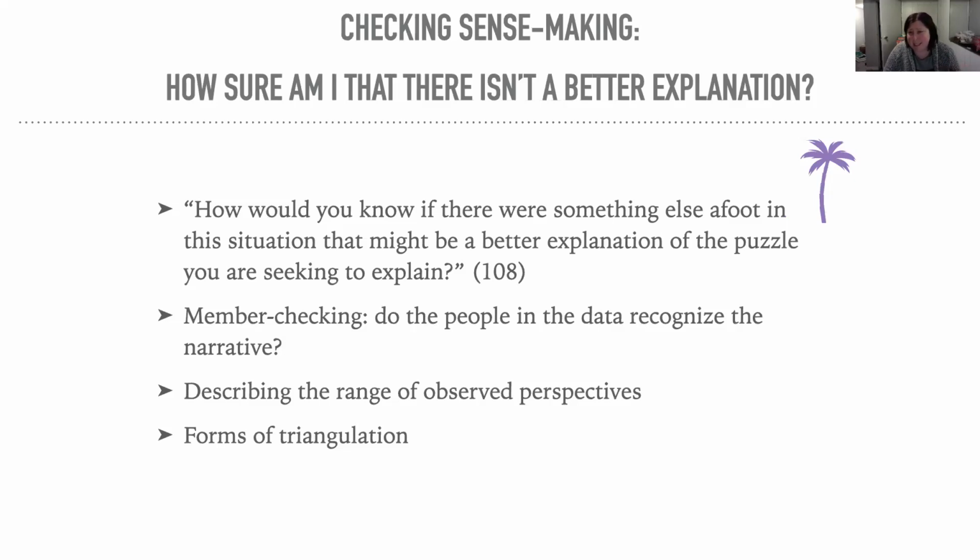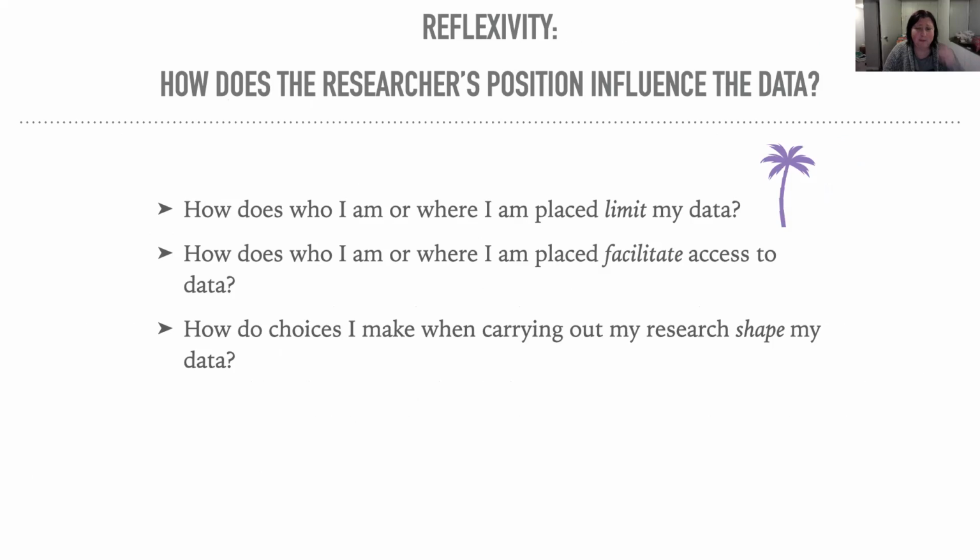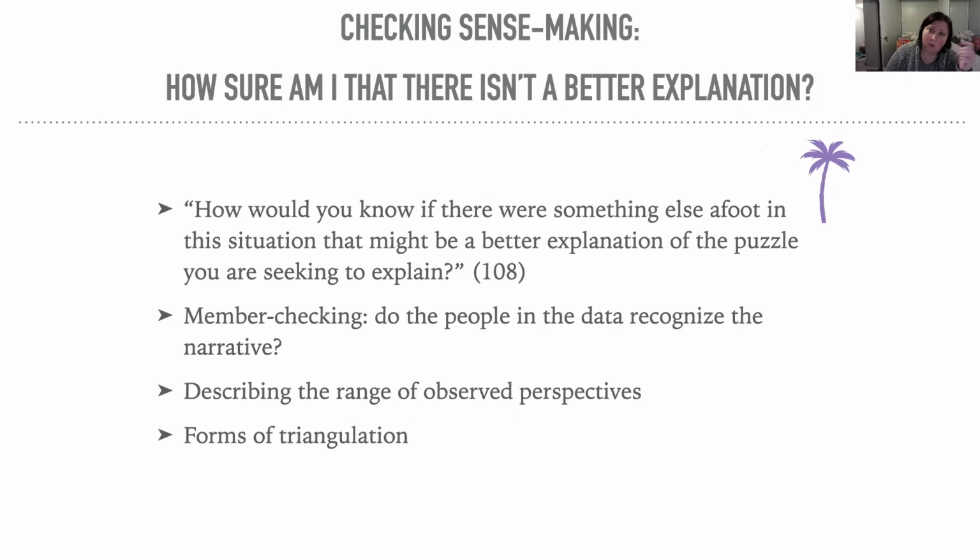Sorry, I can't actually see the top of my page. So positionality: how does where I'm placed limit my data or facilitate access to my data? How do the choices I make shape my data? Because interpretivists are less interested in validity and reliability in the same senses, they talk about how my data was shaped and created. Or similarly, sense making: how do I know there isn't a better explanation?